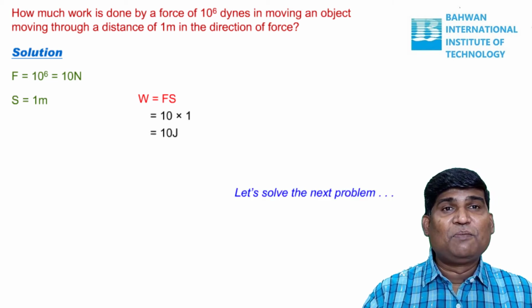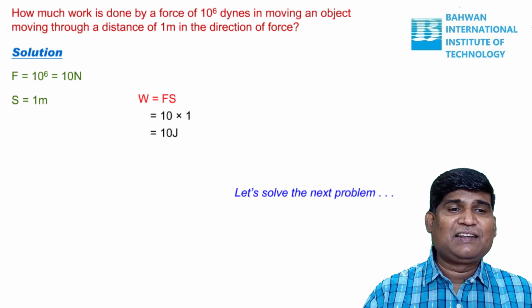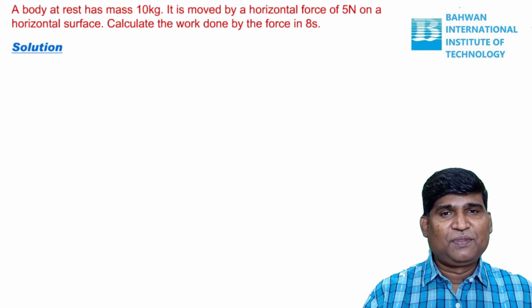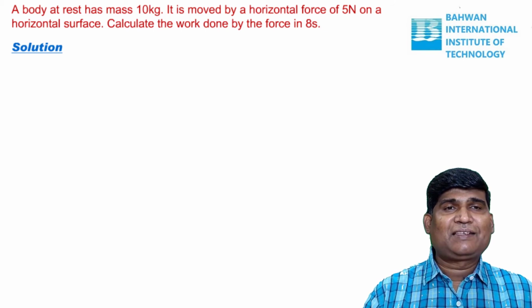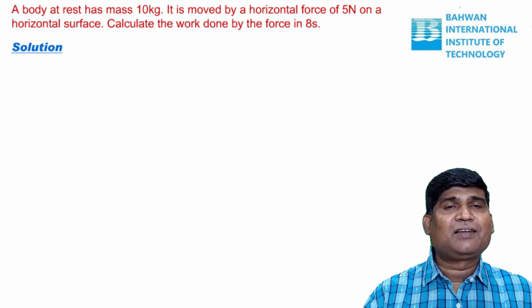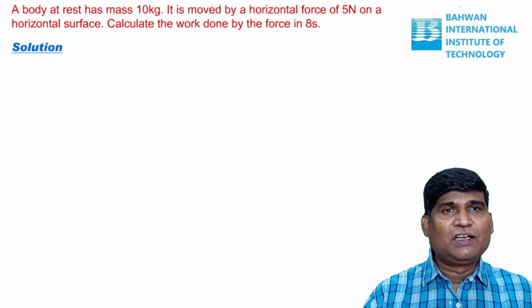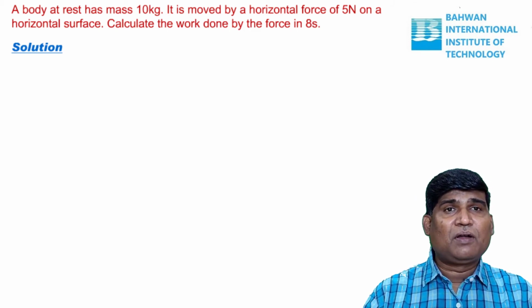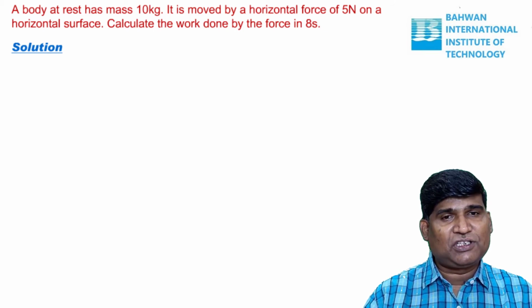Now we'll see one more problem. Let us see the next problem. Here I will read this problem first. A body at rest has mass 10 kg. It is moved by a horizontal force of 5 Newton on a horizontal surface. Calculate the work done by the force in 8 seconds. From this problem, we will try to collect the data. They are saying the body is initially at rest. That means the initial velocity is 0.